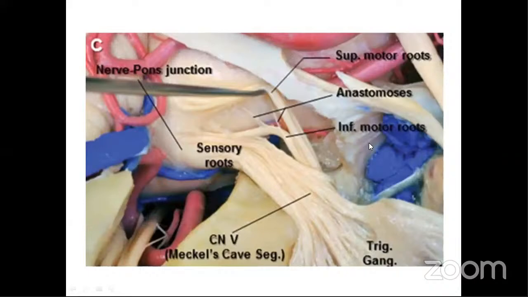So, further explanation of the roots: the superior motor root and the inferior motor root have anastomosis between themselves as well. And then we have the sensory roots over here. So the sensory roots and motor roots combine to form the trigeminal nerve, which then travels to the petrous apex and is housed inside a dural covering, which is filled with CSF, and this area is called Meckel's cave. And then it further goes on and forms the trigeminal ganglion here, which I'll show in the next picture.